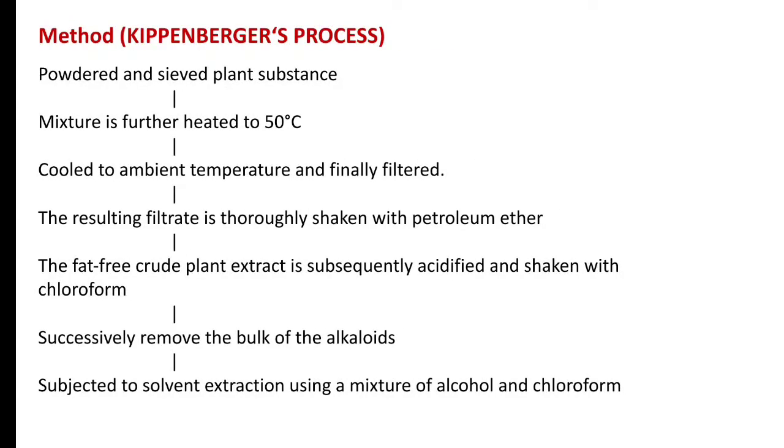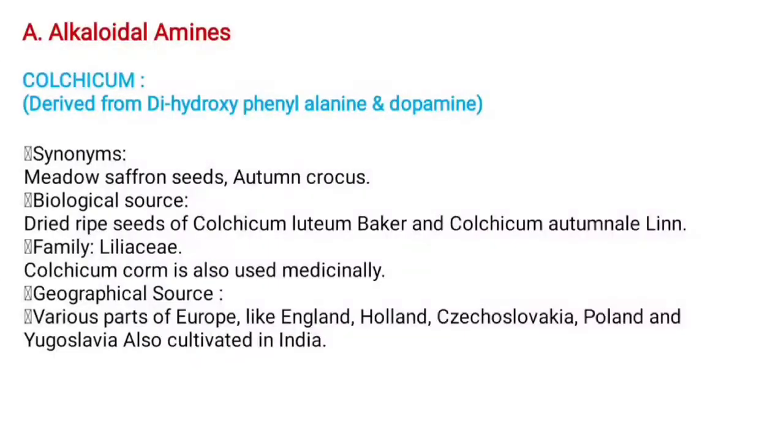Next, drugs are explained. First, alkaloidal amines. Example of alkaloidal amines is colchicum. It is derived from dihydroxyphenylalanine and dopamine. Synonyms are meadow-saffron seeds, autumn crocus. Biological source is the dried ripe seeds of Colchicum luteum Baker and Colchicum autumnale Linn. Family is Liliaceae. Geographical source is various parts of Europe like England, Holland, Czechoslovakia, Poland and Yugoslavia. It is also cultivated in India.